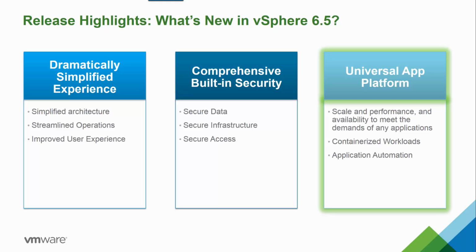So the third area of improvement with vSphere 6.5 that we're talking about in this particular session is Universal App Platform. vSphere 6.5 provides the scale, performance, and availability to meet the demands of any application for your data center, to include supporting containerized workloads that is popular for application developers, as well as provide application automation.